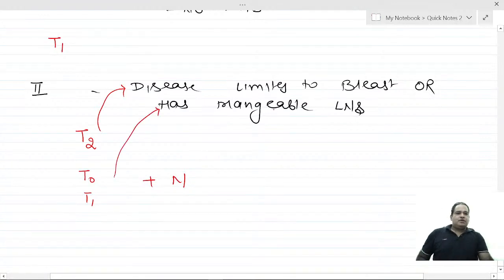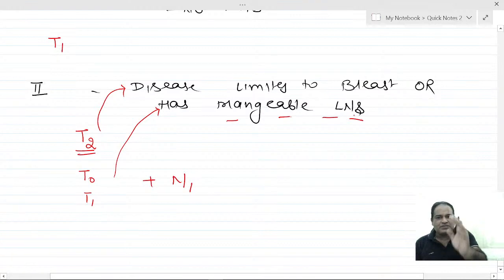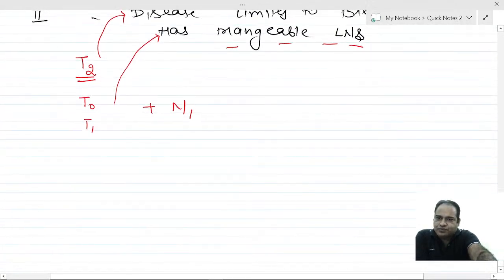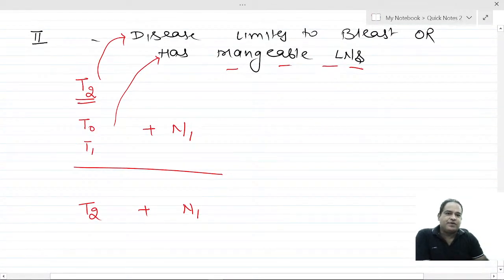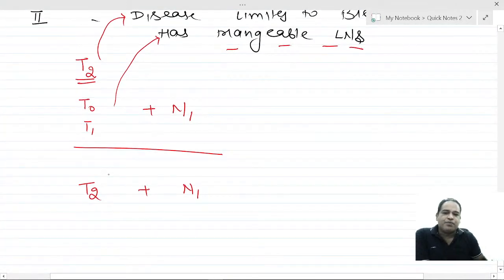Fine. So T2, you see the disease is still there in the breast. Or N1, that means manageable lymph nodes. This is our stage 2. Stage 2 will also include T2 plus N1. Stage 2 tumor plus still manageable lymph nodes.